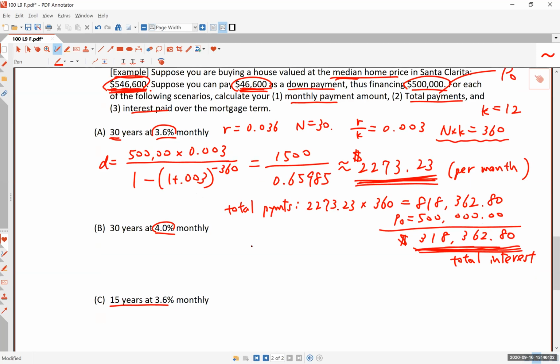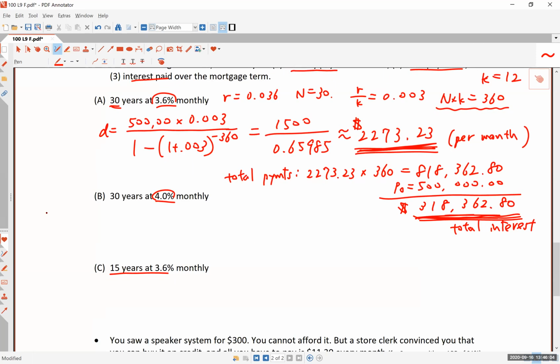All right, you can do the similar calculation. This time R is 0.04. Now this is going to be a little tricky, because if you divide this by this, it's going to be 0.04, that's 4% divided by 12. And it's not a very nice number. What happens when you have a number like this? You may want to keep it this way.